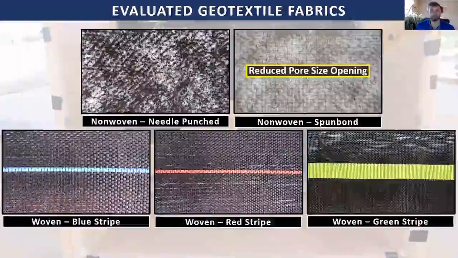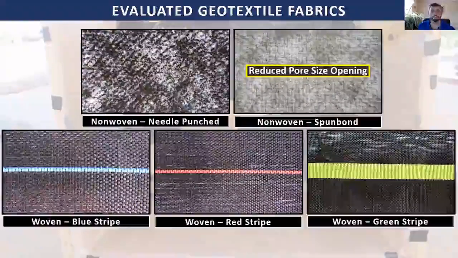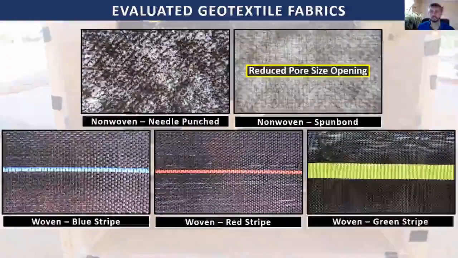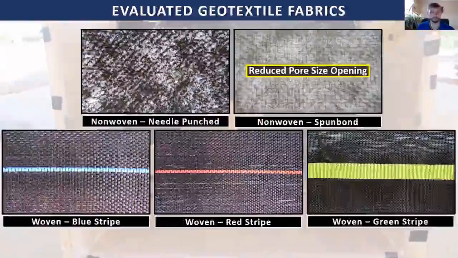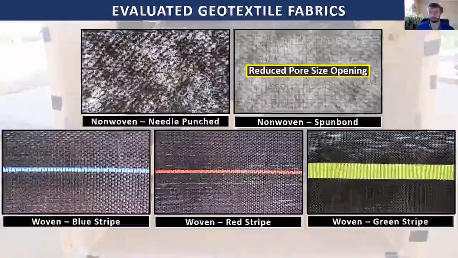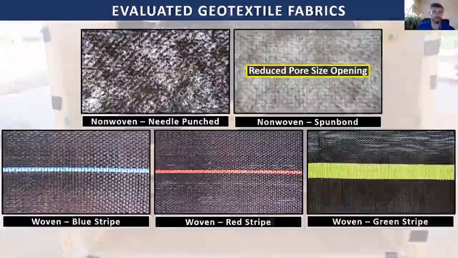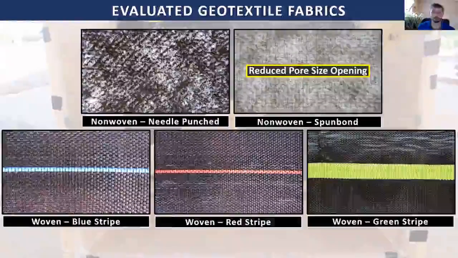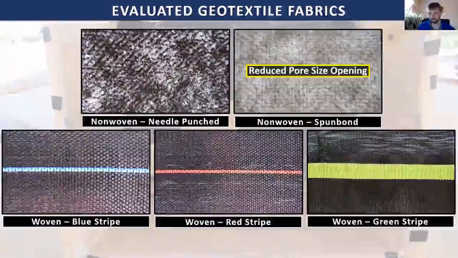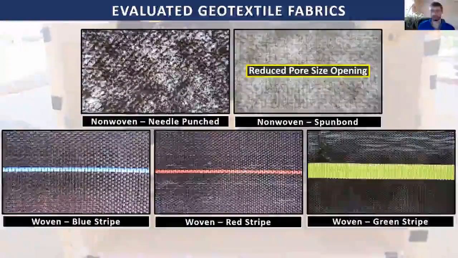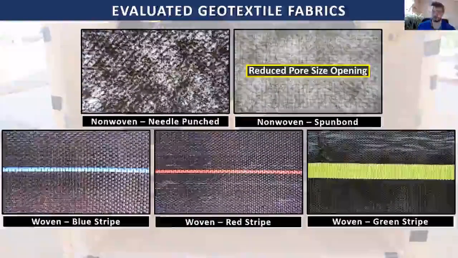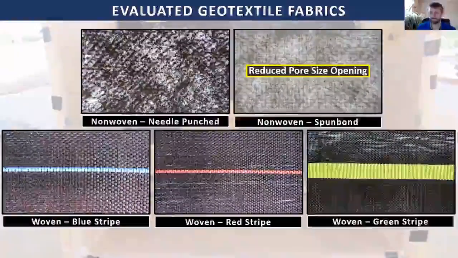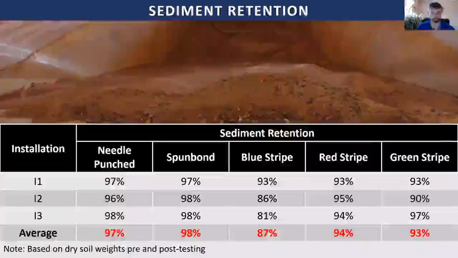So when we built this, we initially did five geotextile fabric evaluations. We did a non-woven needle punched, a non-woven spun bound, and then three monofilament geotextiles. We just refer to them as blue stripe, red stripe, and green stripe because of how they're constructed. So you can tell the difference just by looking at the geotextile.